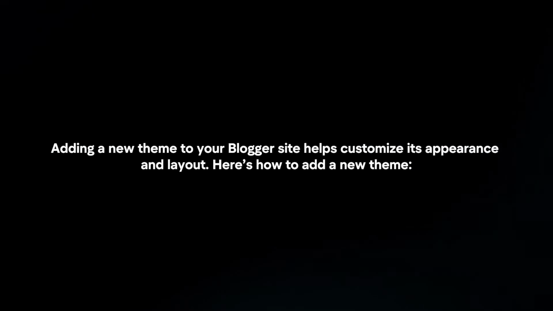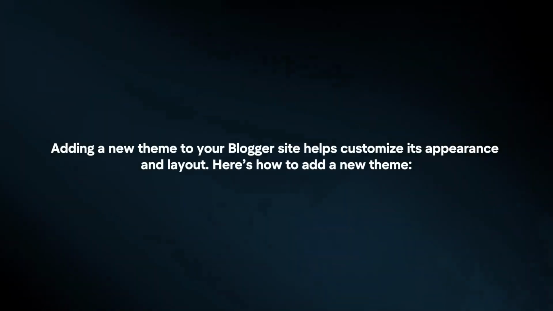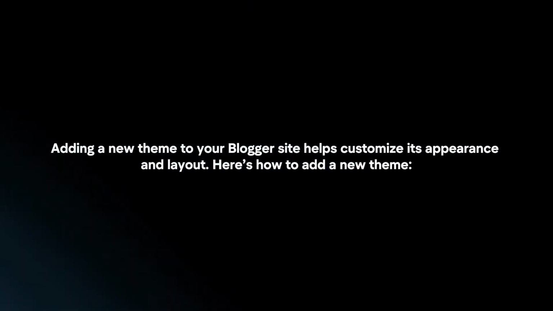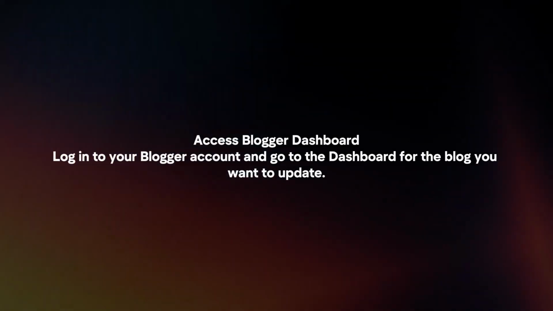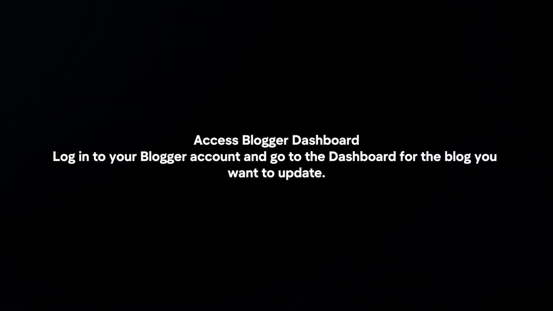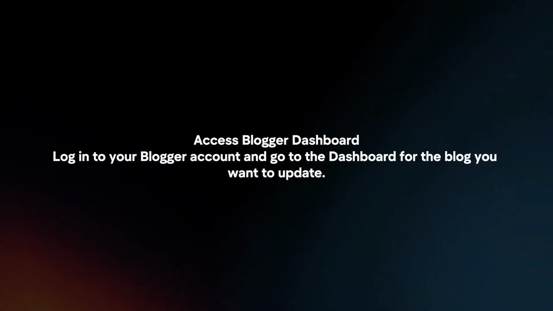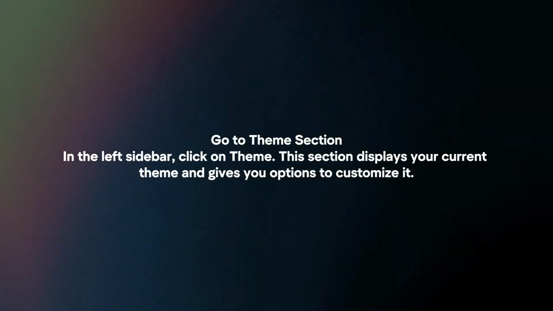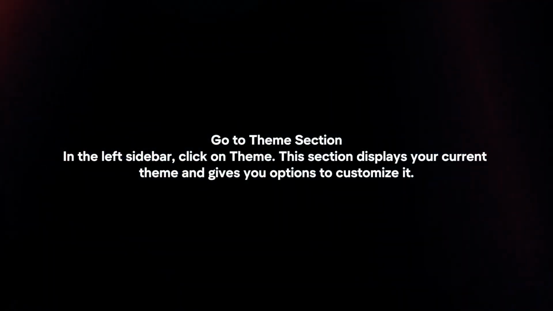Adding a new theme to your Blogger site helps customize its appearance and layout. Here's how to add a new theme. Access Blogger dashboard. Log into your Blogger account and go to the dashboard for the blog you want to update. Go to Theme section. In the left sidebar, click on Theme.